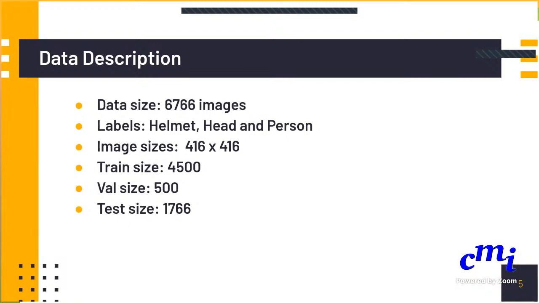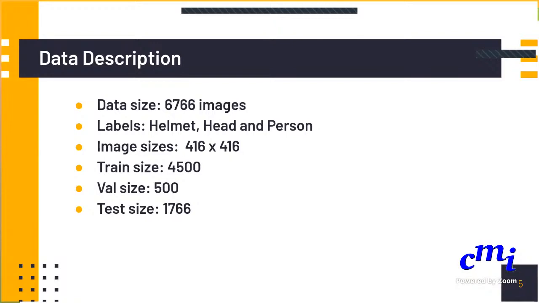But we still kept it in the data set to check what would be the effect of introducing a very small category label, and whether we will be able to get a good detection result for the person in the output model in the future. So the image sizes are all the same, 416 by 416.